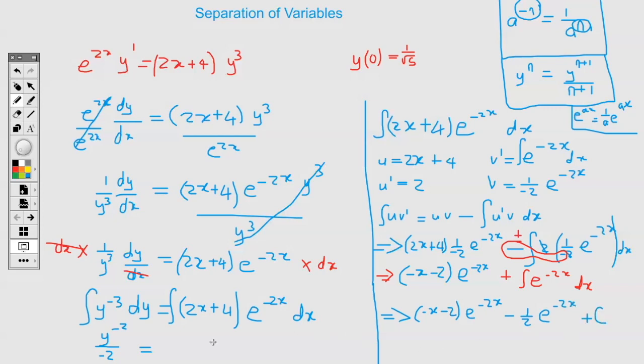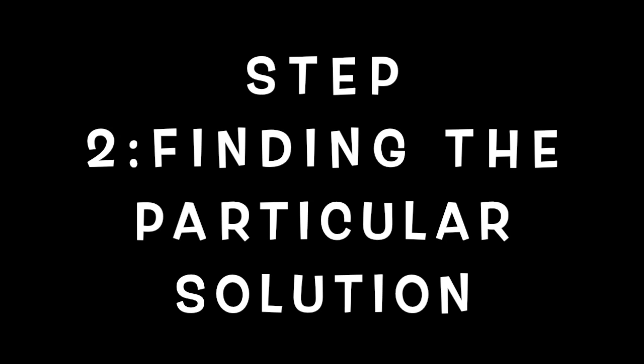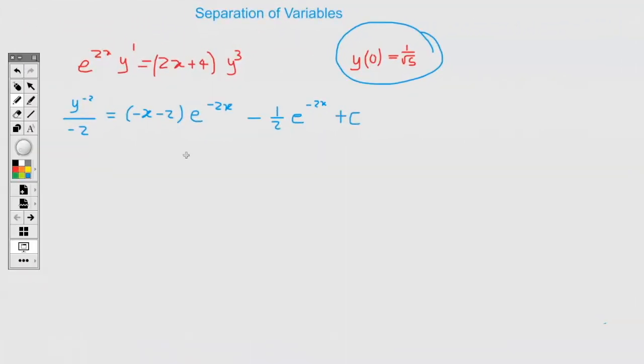So right here, the integral will be minus x minus 2 e to the negative 2x minus a half e to the minus 2x plus c. And this is what we call the general solution. So this is the general solution. Let us find the particular solution. So now we're going to find the particular solution. This is the information that we need in order to find the particular solution.